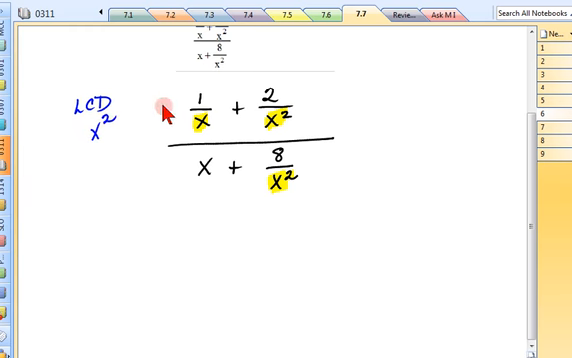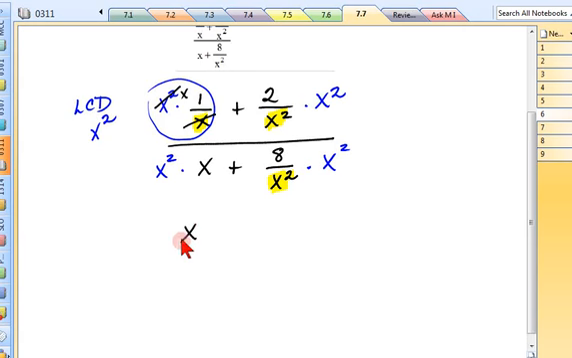So I'm going to multiply x squared times 1 over x, x squared times 2 over x squared, x squared times x, and x squared times 8 over x squared. Would you take a minute to reduce each of those 4 products if reducing can take place? What happens in the first little group? That x divides out with one of those x's, leaving you with x times 1, which is x.